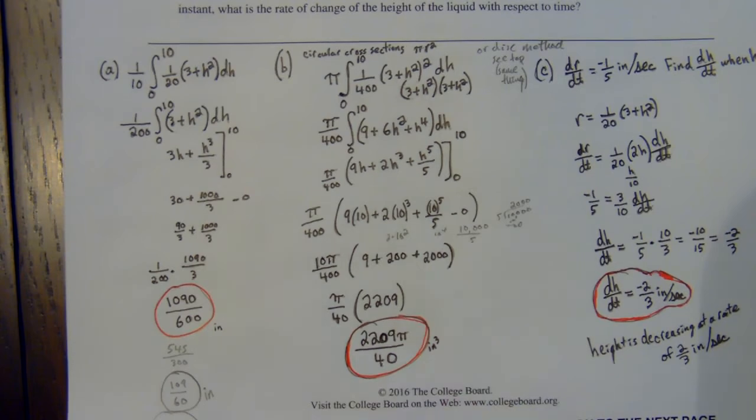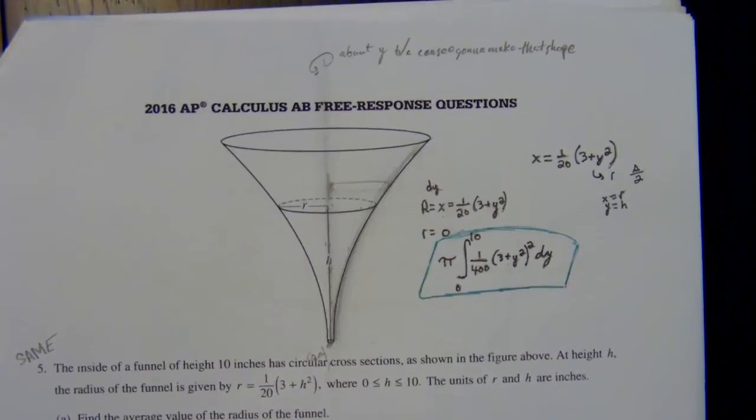It didn't ask for units there, so I didn't have to worry about it, but I just want to stress again, just in case we need them, that's cubic inches for the volume. Make sure you carry down the pi there. Now, if you don't like that cross-section method, look up here. I got another way. You could just use your disk method.